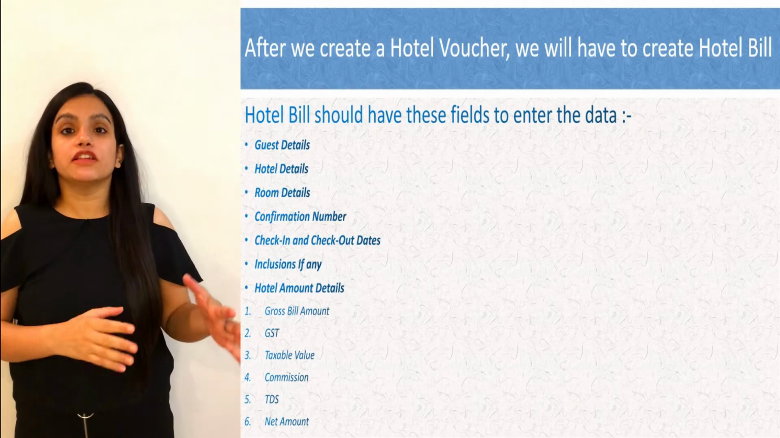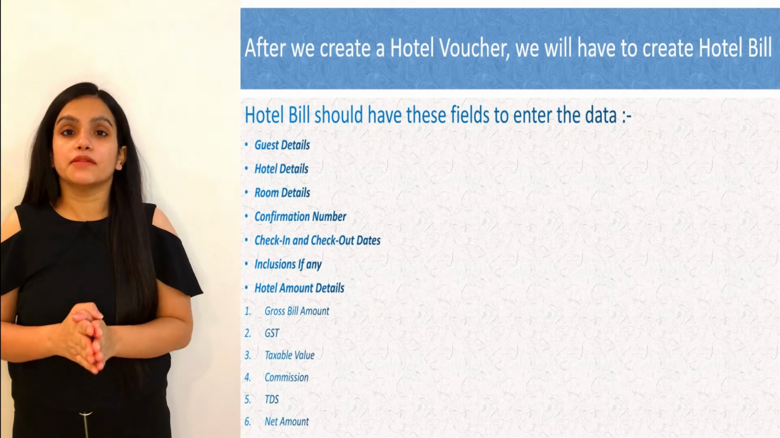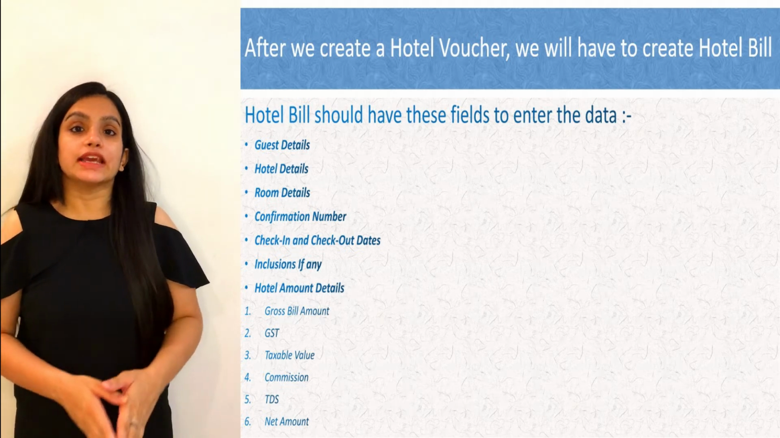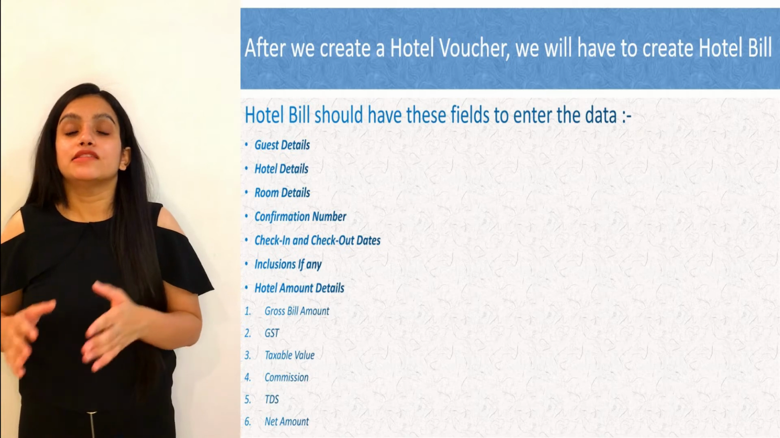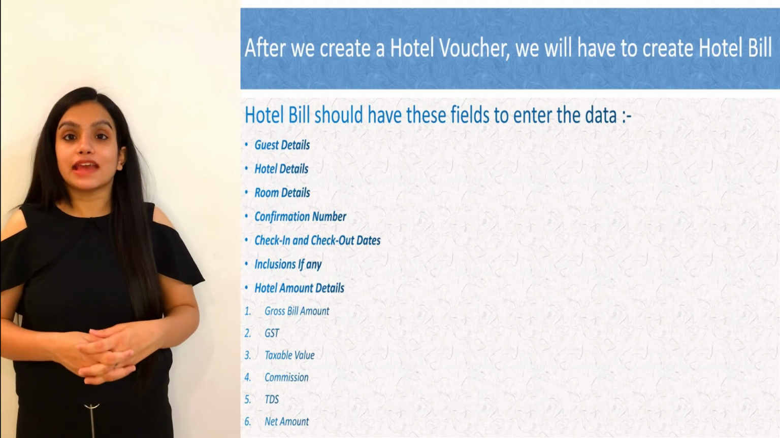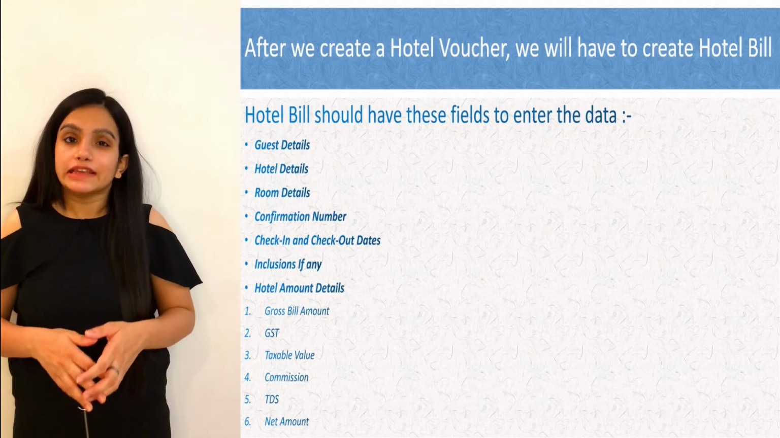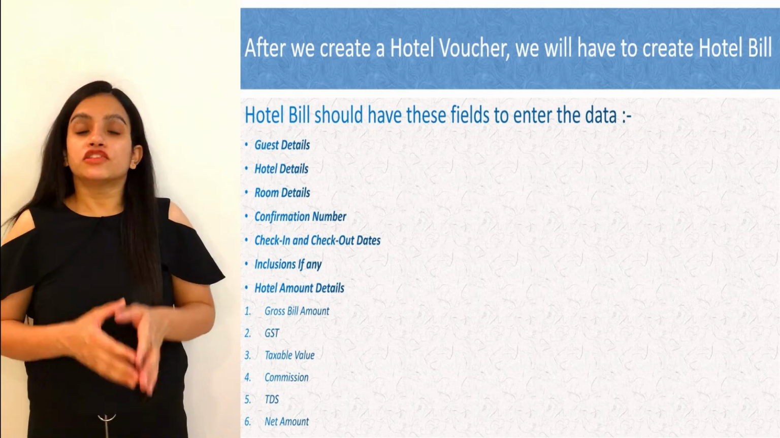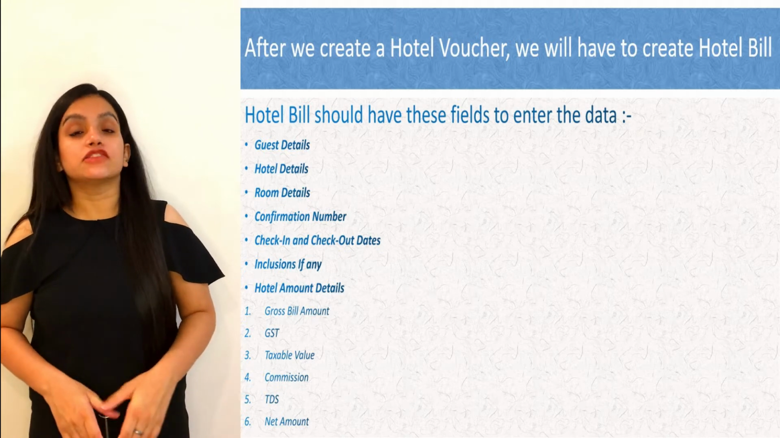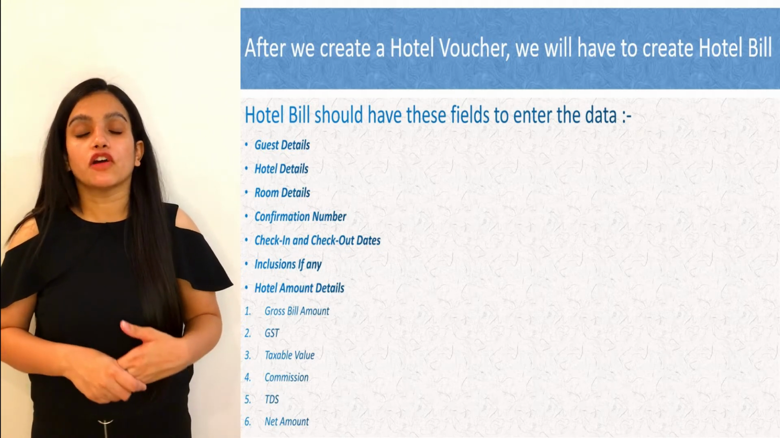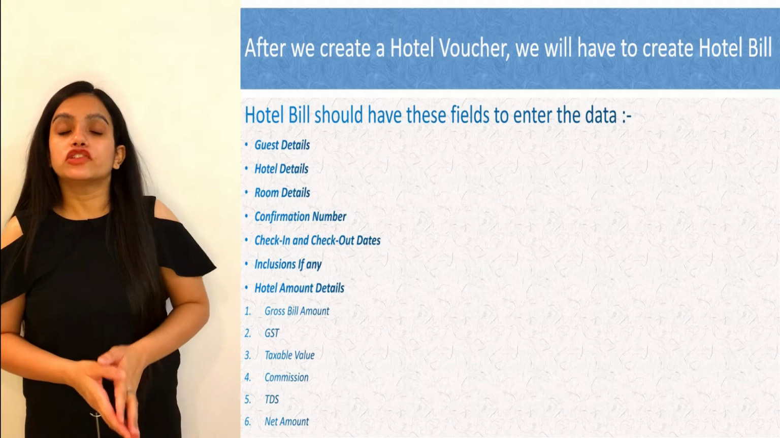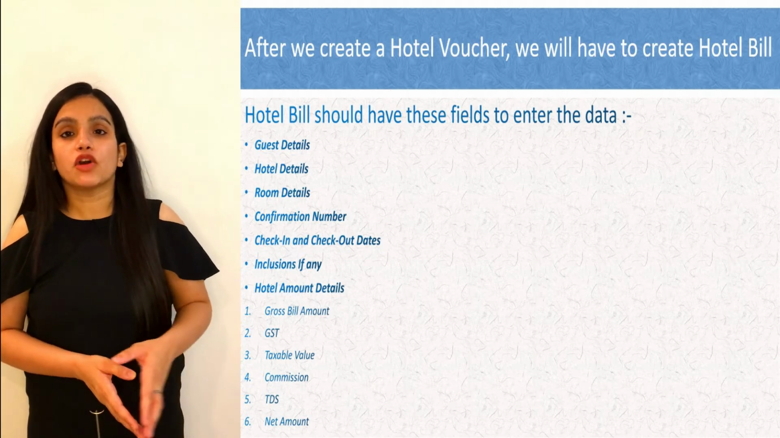After we create a hotel voucher, we will have to create a hotel billing which will contain all the guest details, hotel details, room details, confirmation number, check-in and check-out date and hotel amount details such as gross bill amount, GST, taxable value, commission, TDS and net amount. A software should have a functionality to create a hotel billing. Also, all the details which have been recorded in the hotel voucher of that party should automatically get recorded in the hotel billing, or it should reflect under the section pending hotel billing.